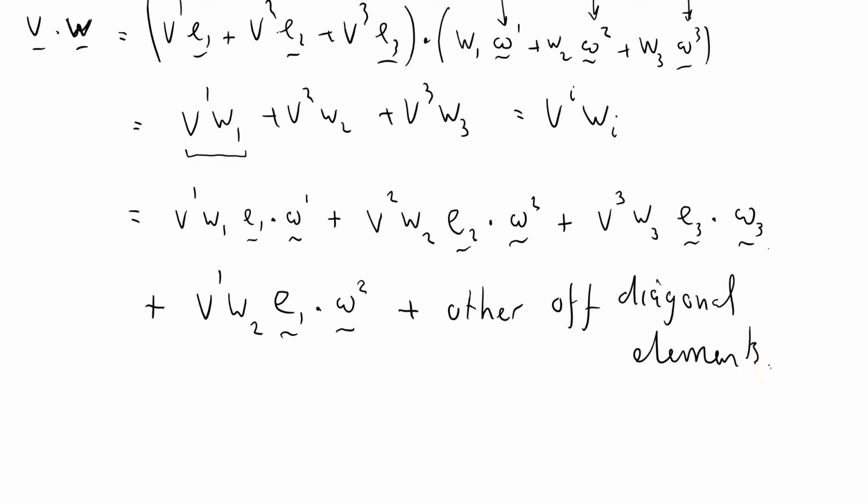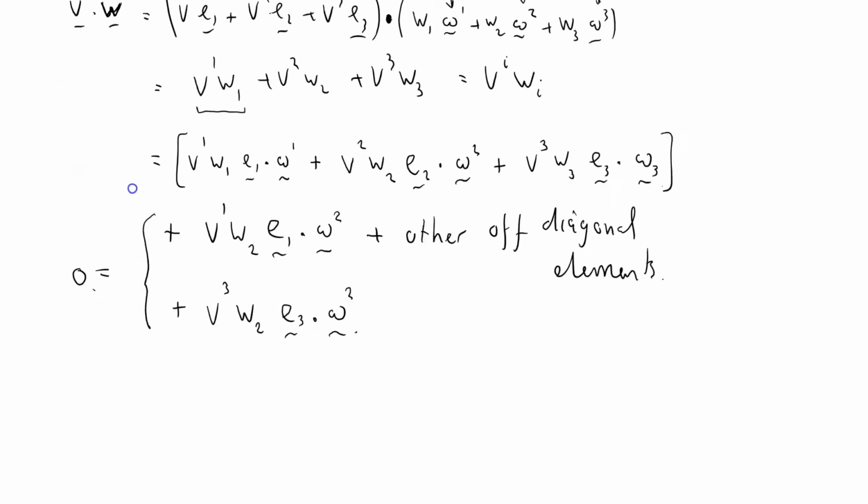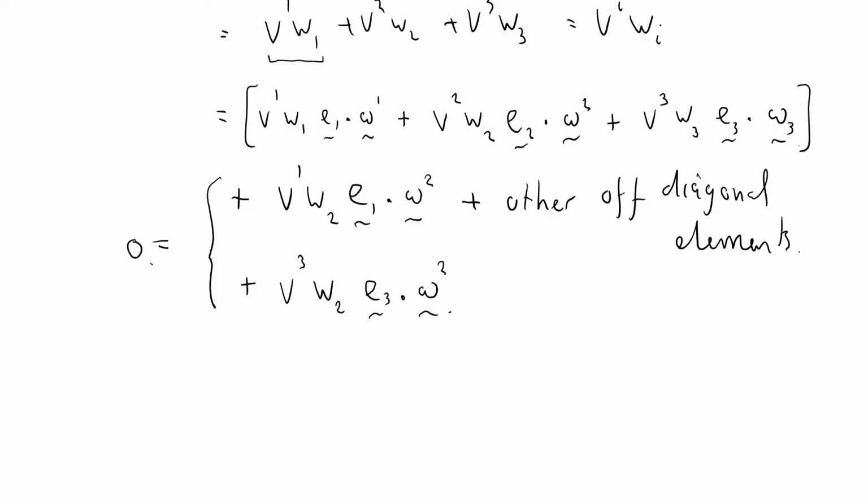Okay? So when I actually perform this dot product, I've got my diagonal elements, which is just the first with the first, the second with the second, the third with the third, but I've got all the off-diagonal elements too. I've got the first with the second, and of course all the other off-diagonal elements. I could have had something like v3 w2 e3 dot omega 2. And of course, these all have to be equal to 0, because I want my dot product to work. Sorry about that, there's a little glitch with my interface. I want my off-diagonal elements to equal 0.